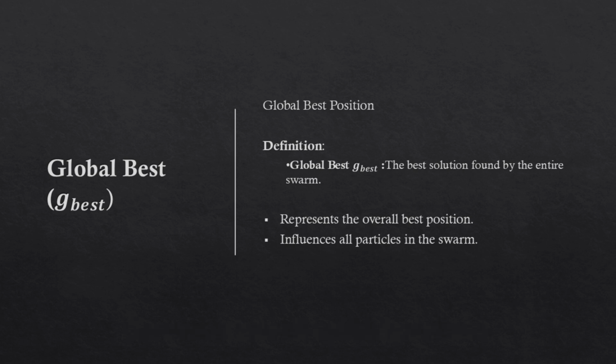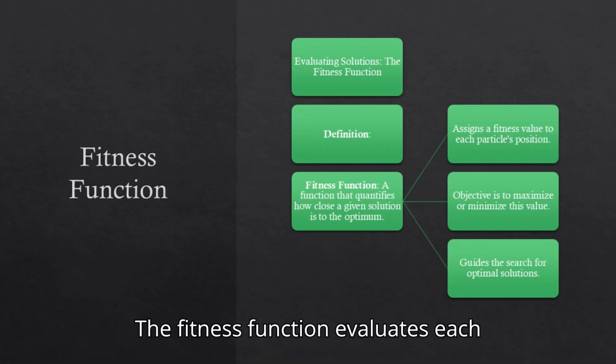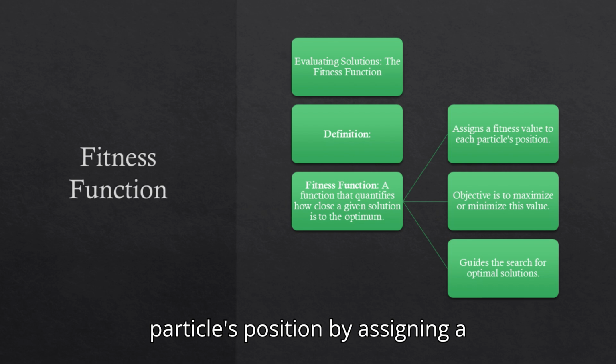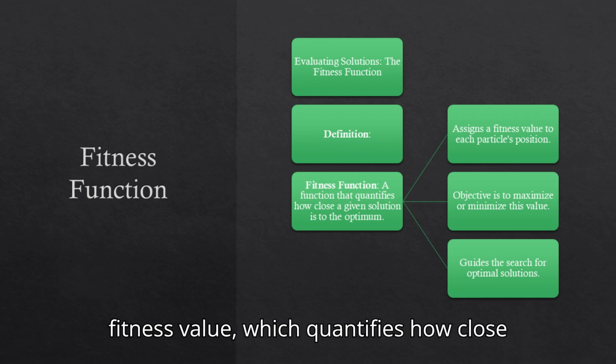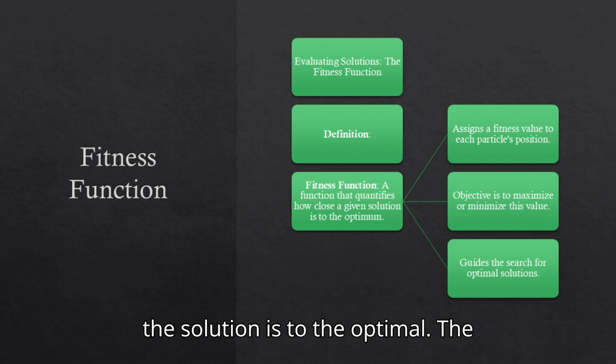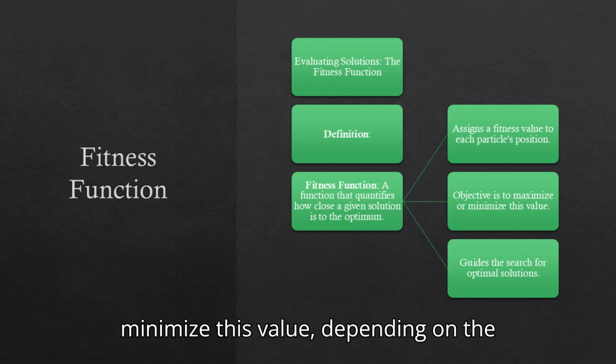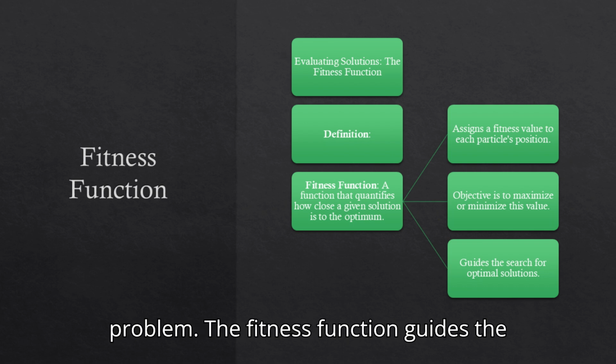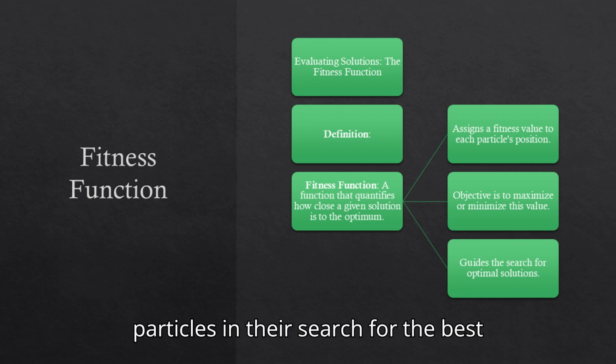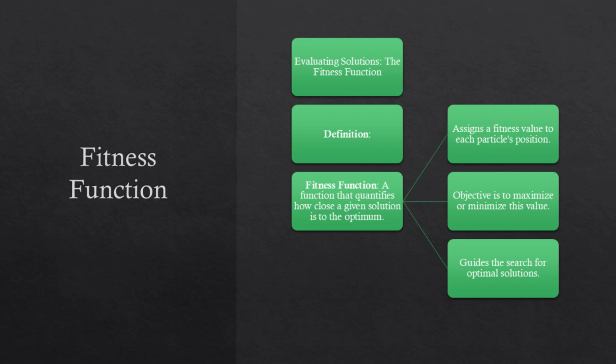The fitness function evaluates each particle's position by assigning a fitness value, which quantifies how close the solution is to the optimal. The objective can be either to maximize or minimize this value, depending on the problem. The fitness function guides the particles in their search for the best solutions.